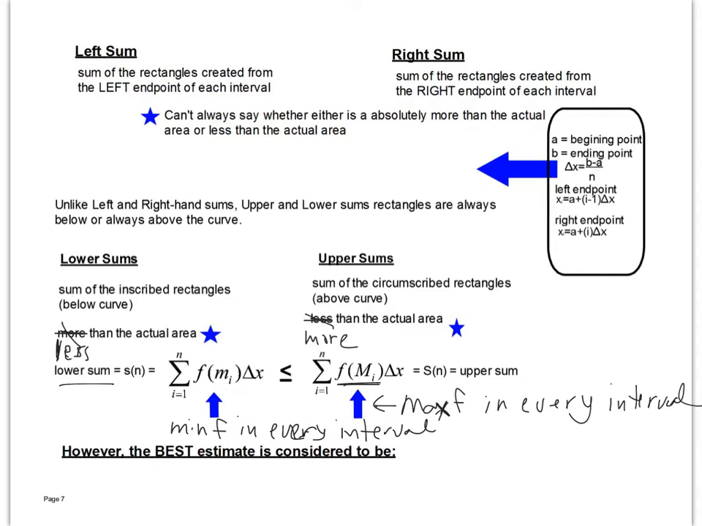Okay, so the best estimate is when you average the left plus the right. That's the best estimate always. You can also get that using the trapezoidal rule. But the idea is if we take those sums and make a lot more rectangles, you get a lot better estimation for the area under the curve.